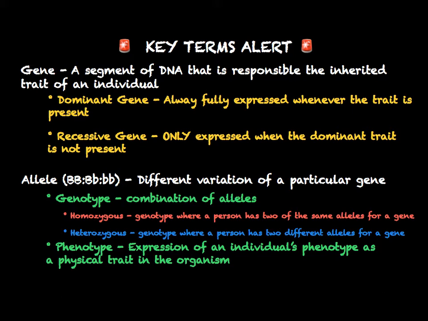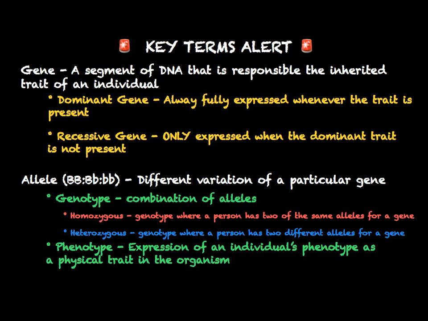And so there are two types of genes. You have dominant and recessive. The dominant is always fully expressed whenever the trait is present. Whenever you see it, it's going to be expressed. And a recessive gene is only expressed when the dominant trait is not present. So it can only be by itself.